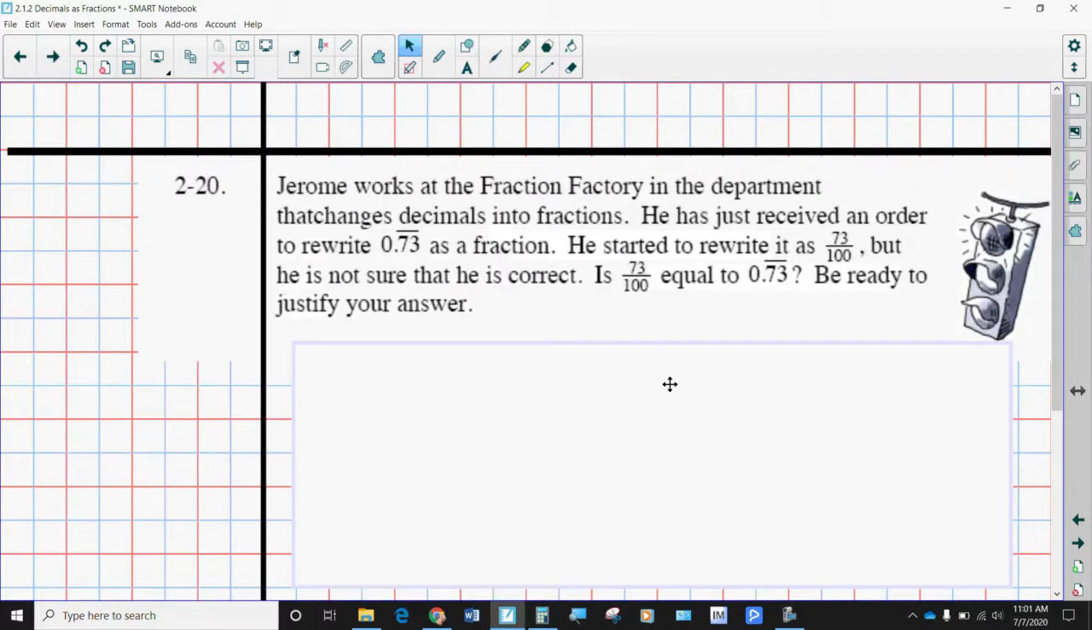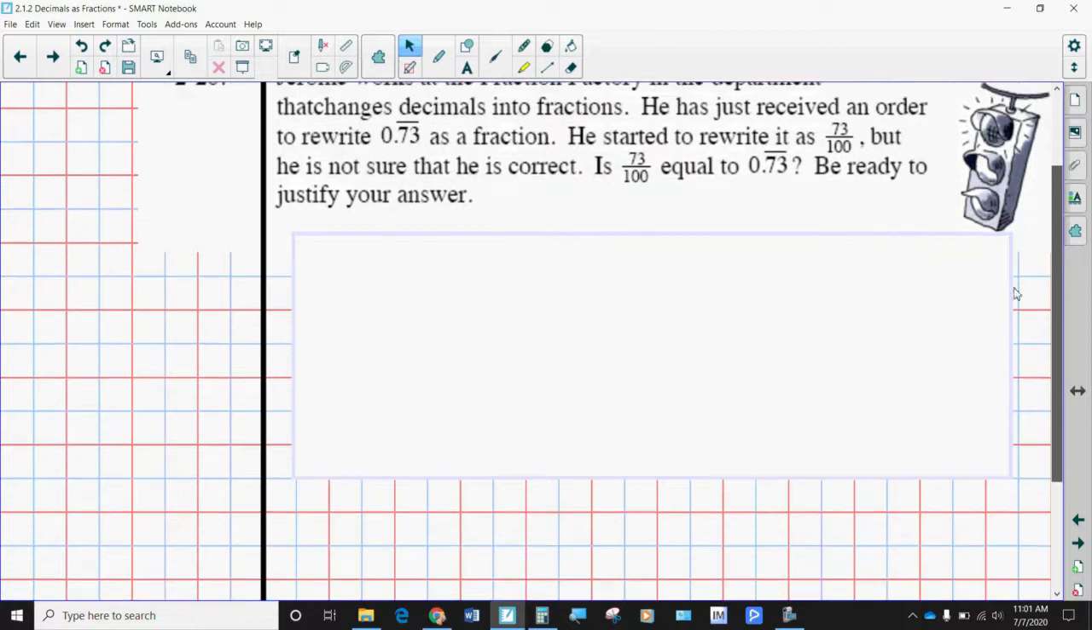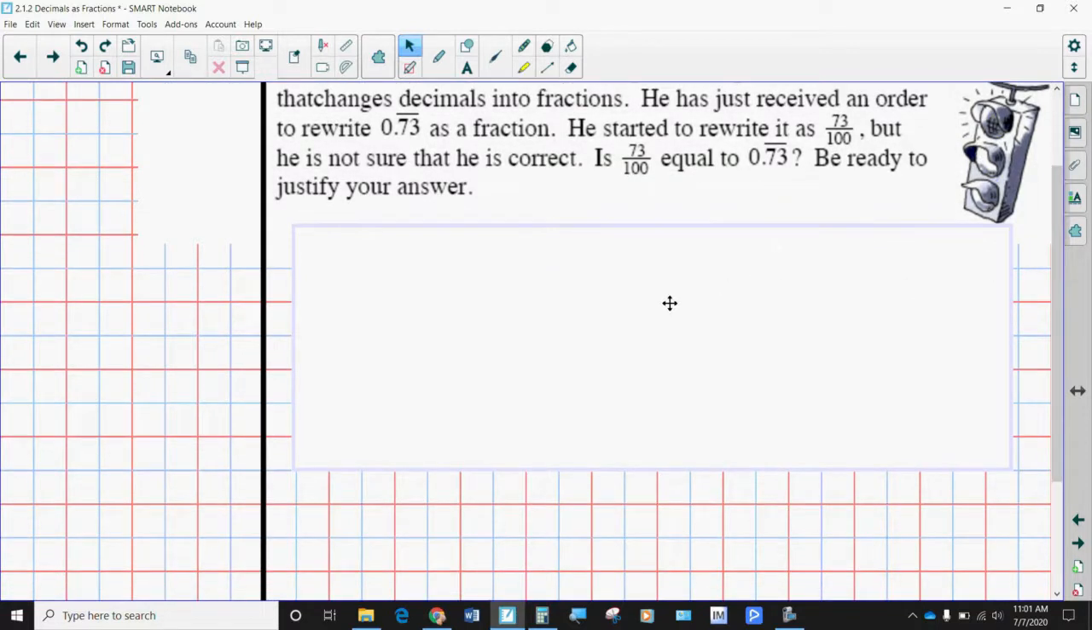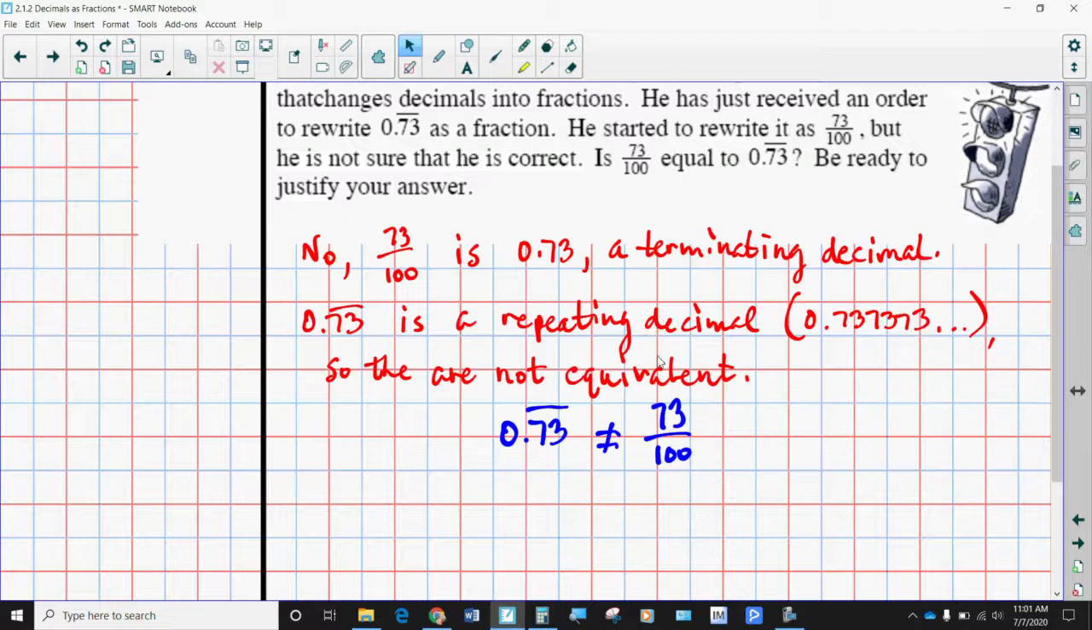So, are they equivalent to each other? Go ahead and jot down your thoughts, and then I'll expose what I've written down. Why are they not equal to each other, basically? Okay, hopefully you got a lot of good information written down. I said no, 73 hundredths is 0.73. It's a terminating decimal. 0.73 repeated is a repeating decimal, so they are absolutely not equivalent to each other.